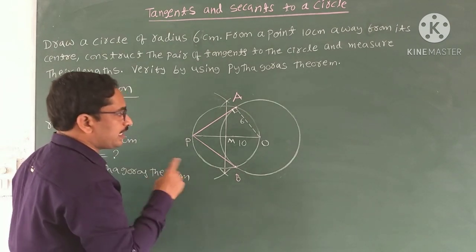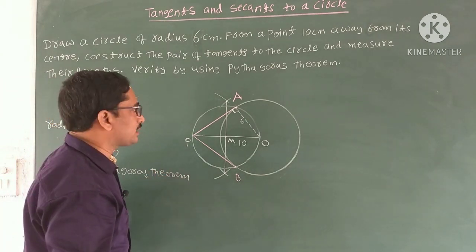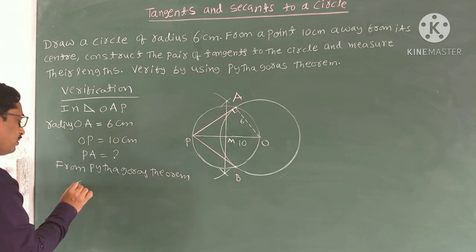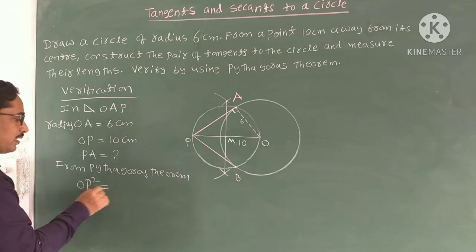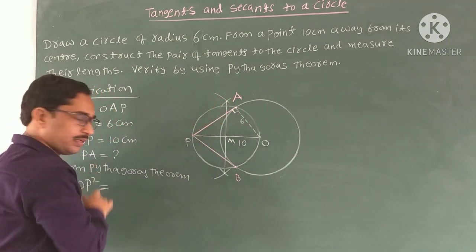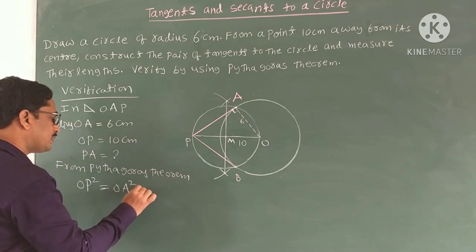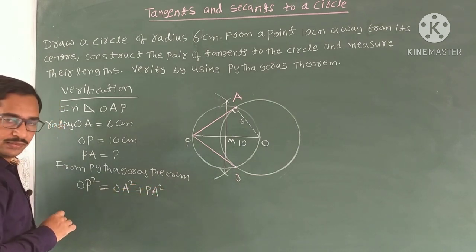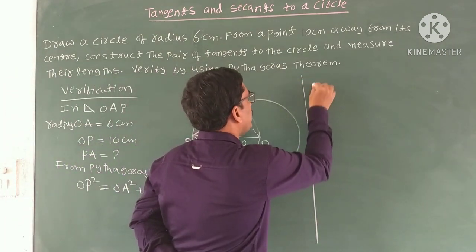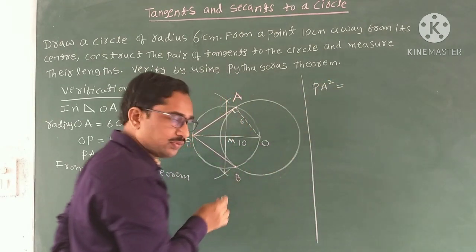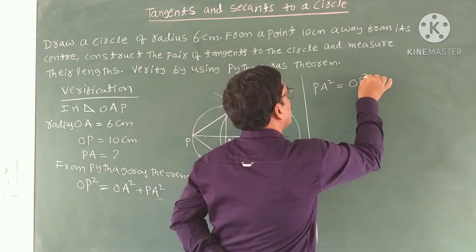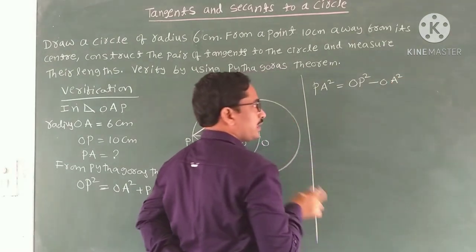So identify the longest side. Here the longest side is always opposite to the right angle. The longest side is OP. So longest side square, OP square, equal to the sum of the squares of the remaining two sides. The remaining two sides are OA and PA. So OA square plus PA square. We need to find the value of PA. So write here PA square equal to, bring OA square to the left side, OP square minus OA square.